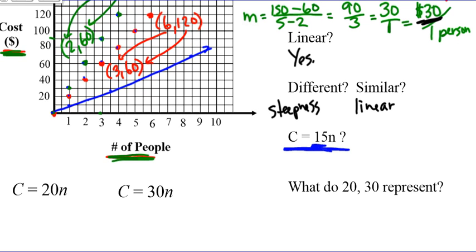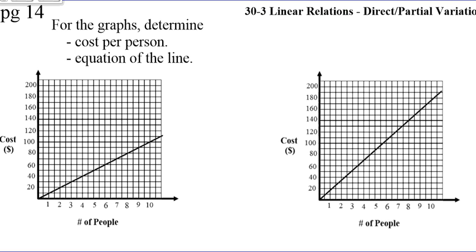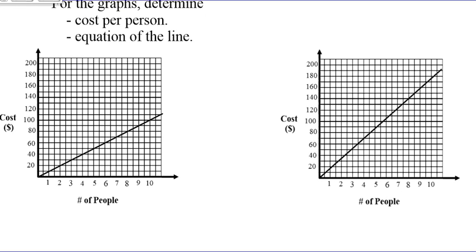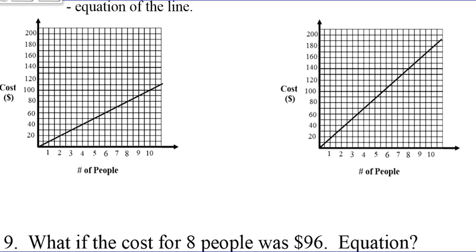So, the 20 and 30, they represent the cost of the meal, which also is the slope of your graph. The slope of a graph represents the change occurring. So on page 14, here's some graphs. Determine the cost per person. Same kind of idea as the last ones. We have cost over number of people.